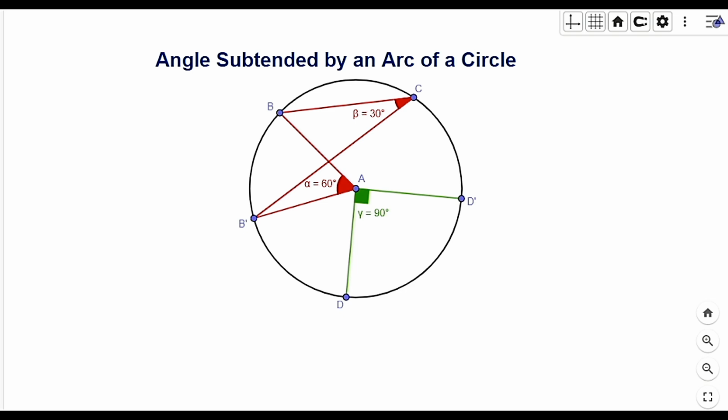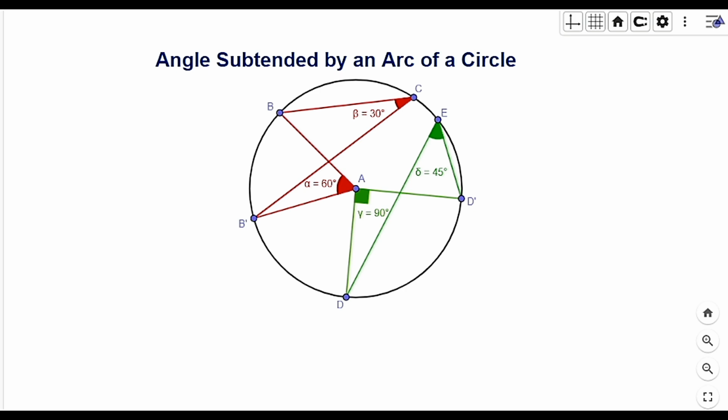Now we take a point in the remaining part of the circumference and we take E. Now we join DE and D dash E and we measure the angle DED dash, which is the angle subtended by the same arc D dash on the remaining part of the circumference, and we find that the measurement of this angle is 45 degree.